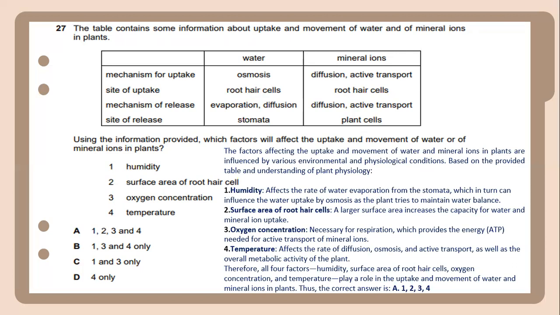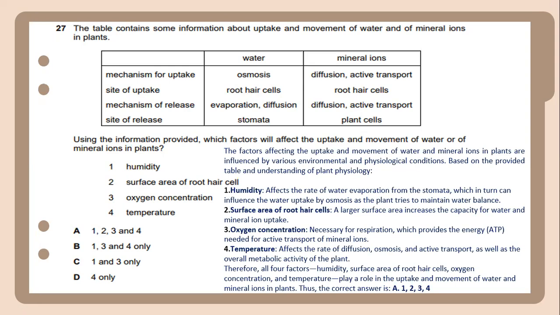Okay, the answer here is: the factors affecting the uptake and movement of water and mineral ions in plants are influenced by various environmental and physiological conditions. Based on the provided table and our understanding of plant physiology, humidity also affects the rate of water evaporation from the stomata, which in turn can influence water uptake by osmosis as the plant tries to maintain water balance.